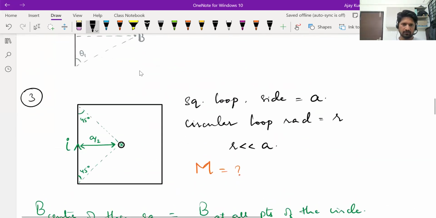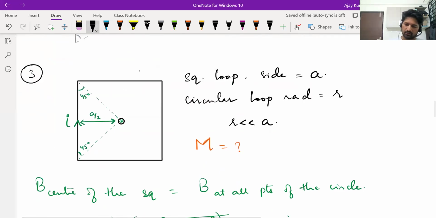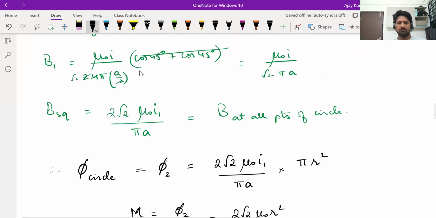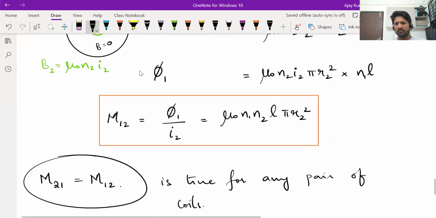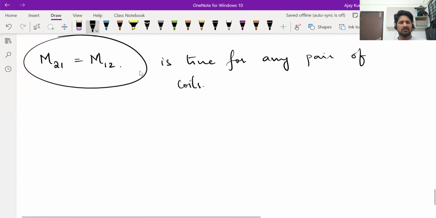Like this question. What did we do? We assumed current in the square loop. Why? Because we can find out the field at its center and find out flux in the circle. We can get mutual inductance. So we got mutual inductance of the circle with respect to square. Even if you do the reverse, you will get the same result. Okay, mathematically it is not possible for us to do it, but if you do it, you will get the same result.